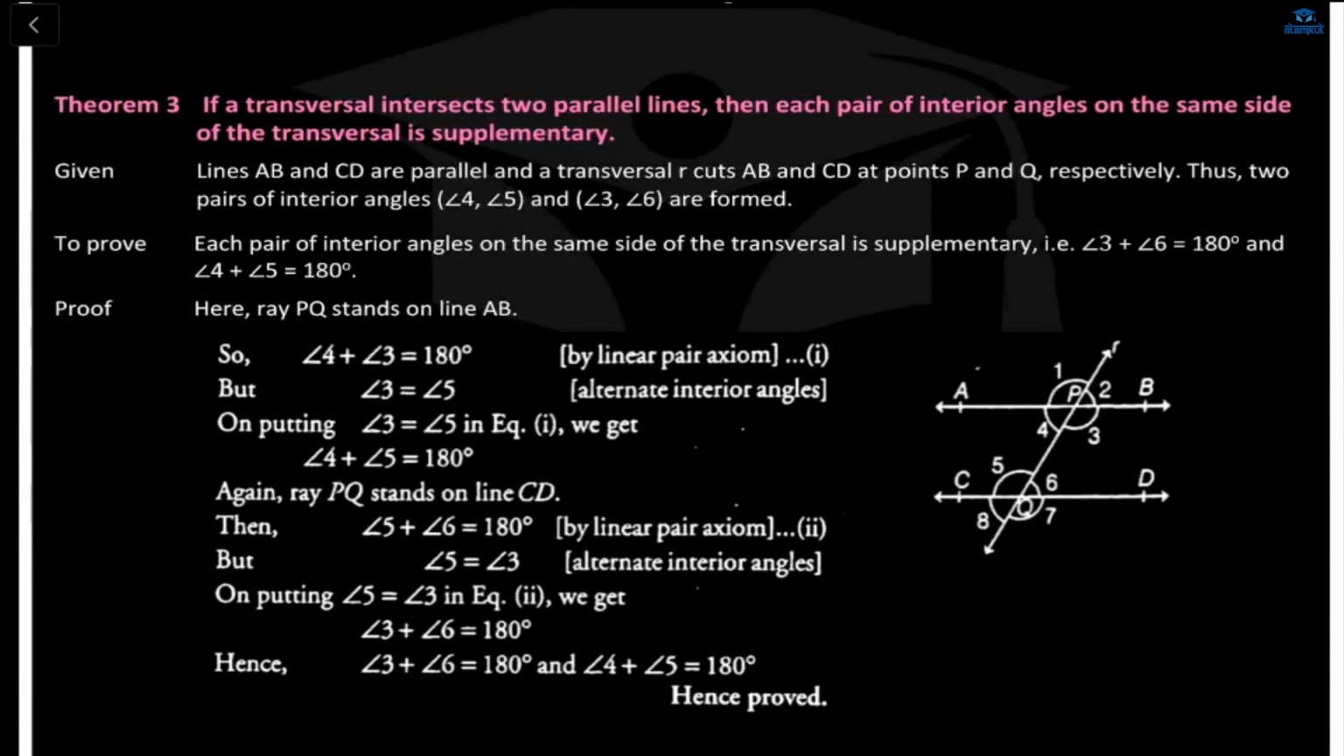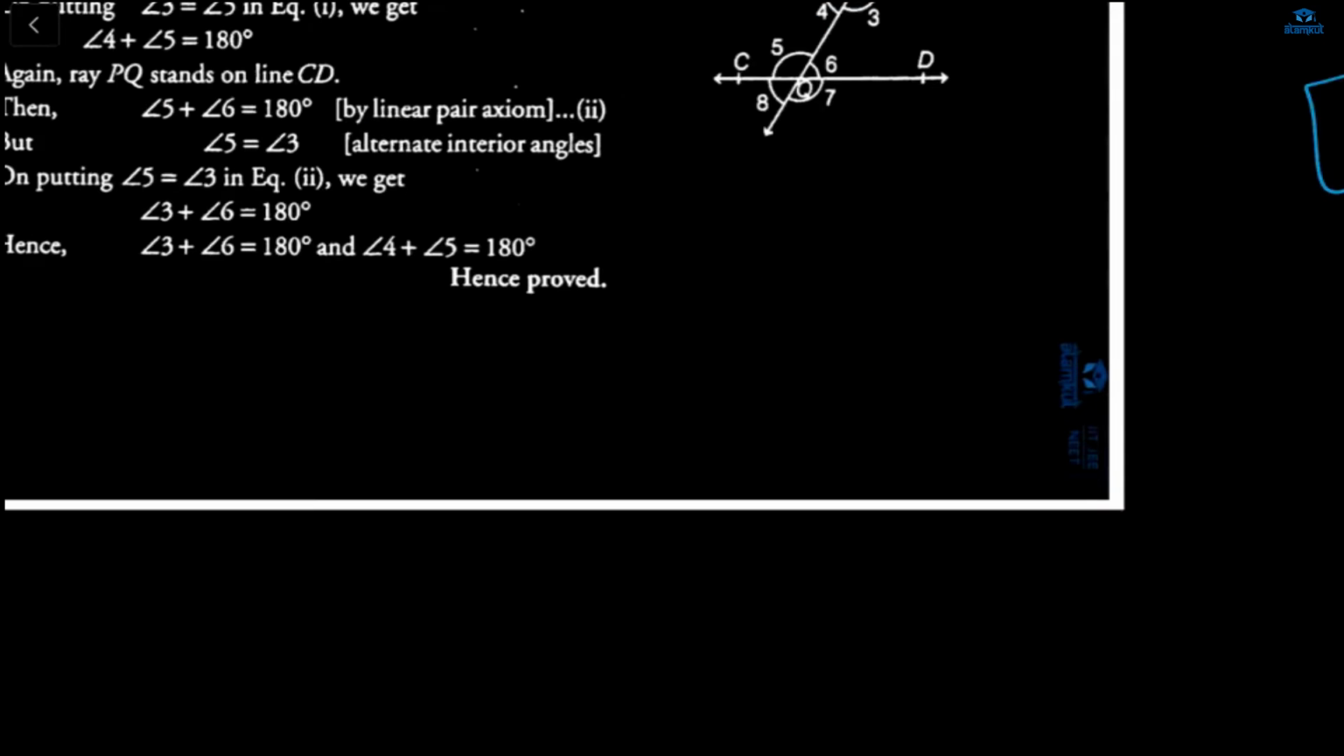If a transversal intersects two parallel lines, again, and all the two lines are parallel here. Okay, it is not talking about any straight line, they are parallel lines. If a transversal intersects two parallel lines, then each pair of interior angles on the same side of a transversal is supplementary. What that means, I'll just copy the figure.